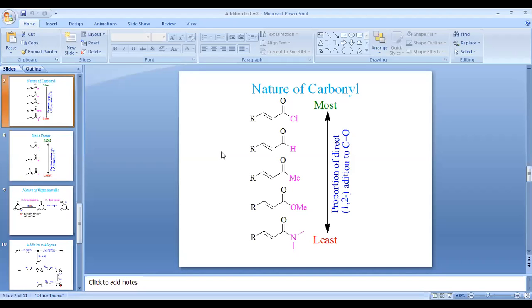Whenever two factors are applicable, one mesomeric and the other inductive, the mesomeric factor always dominates over the inductive. So when you compare two factors and both are operative, the inductive effect shall not dominate. So the mesomeric factor always dominates.